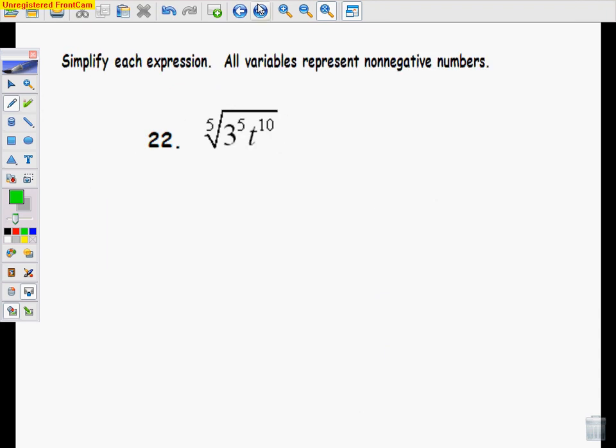All right. Next, here we're simplifying the expression. Here we have an index of 5, and you should know that whenever you have an index of 5, you can rewrite it to have a power of 1/5. And you can take that 1/5 and distribute it into the parentheses, just like we did in the previous problems. So once again, when you raise a power to a power, you multiply them together. 5 times 1/5, that's just 1, so that's going to be 3 to the first, or just 3. 10 times 1/5, that's going to be 2, so that's t squared.